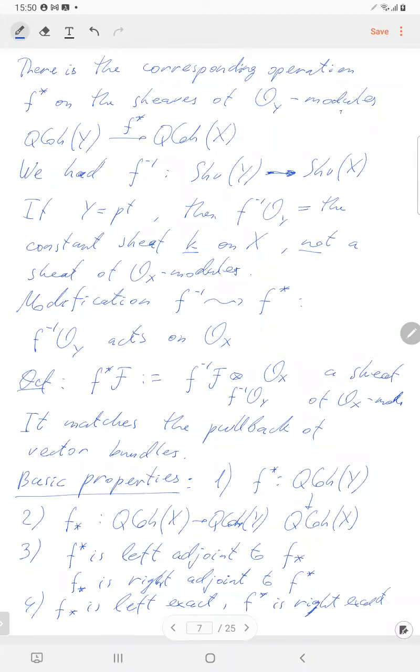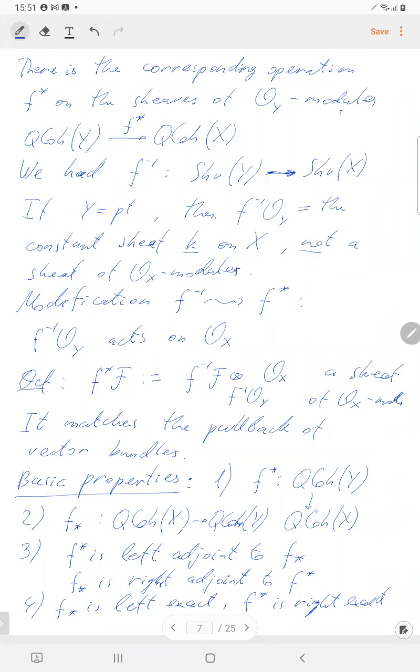For the direct image or for the pullback? For the push forward, just the usual push forward. You had some home assignment about this, and nothing changes. Just literally the push forward for sheaves as is defined there.